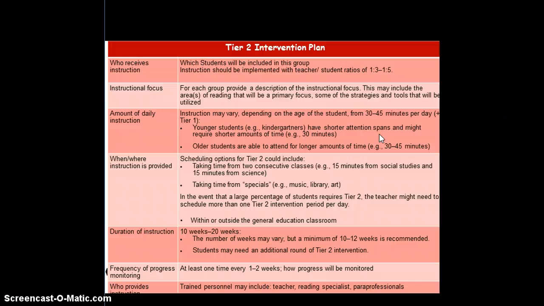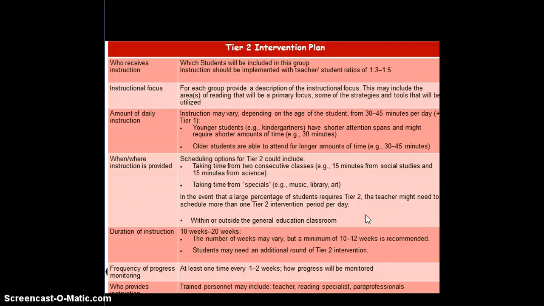We are also looking for information about when and where this instruction is going to be provided. Scheduling options for Tier 2 can include taking time from 2 different classes, like 15 minutes from social studies and 15 minutes from their science time, or taking some time out from specials. Remember, Tier 2 is likely not happening in the classroom primarily with the classroom teacher. They should be receiving some special time. It doesn't mean the classroom teacher can't provide some of these interventions, but it's usually going to be happening during some other time.